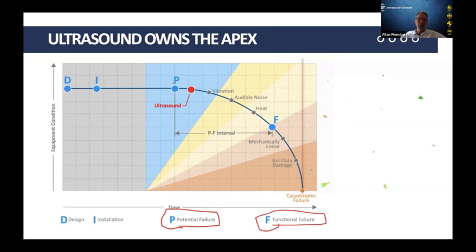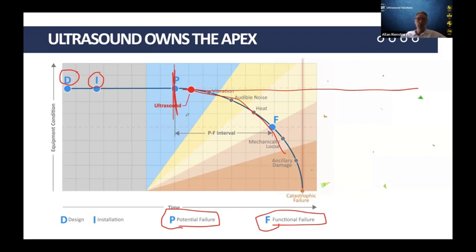So the potential for failure happens after the design and the installation of an asset. And again, we could be talking about pumps, motors, gearboxes, transformers, switchgear, what have you. The day that you commission or start up an asset, the clock starts ticking on that asset to fail. And so what we want to do as condition monitoring and reliability engineers is equip ourselves with technologies that take this curve and flatten it out. The longer we can keep that P curve flat, the better job we're doing as reliability leaders.